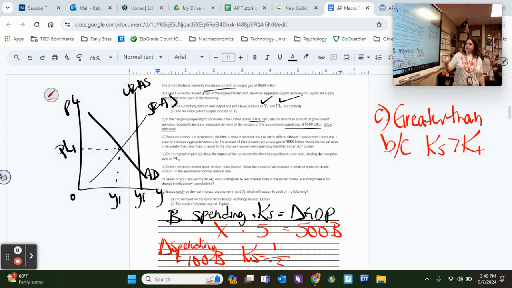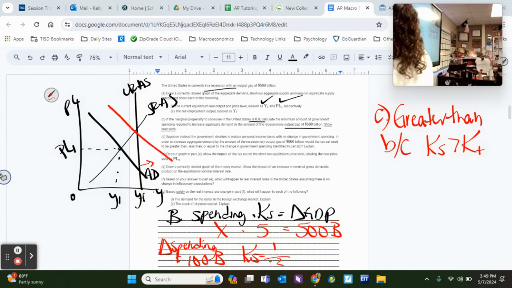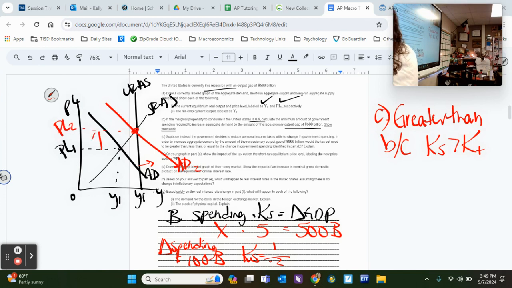All right. On D, on your graph in part A, show the impact of the tax cut on the short run equilibrium price level, labeling the new price level as PL2. What's going to shift on our aggregate supply demand graph? To the right. Make sure to label PL2 wherever you put PL2. I'm bringing it back to long run equilibrium, so PL2. Make sure that we have all of our arrows where they need to be, between axes, between curves.